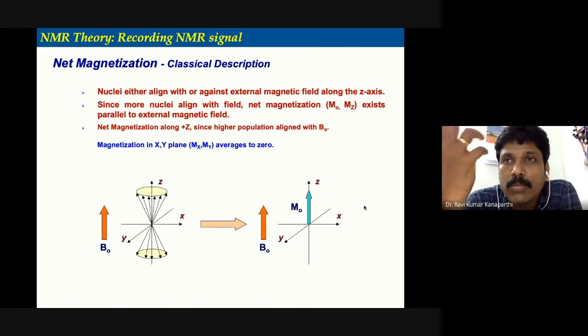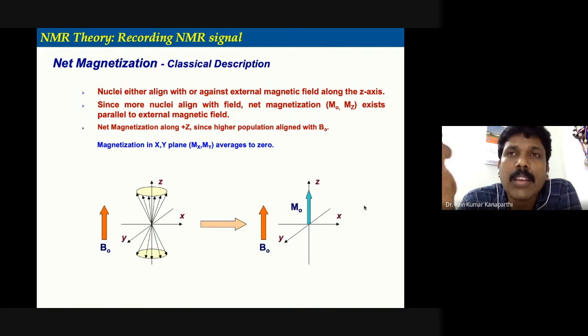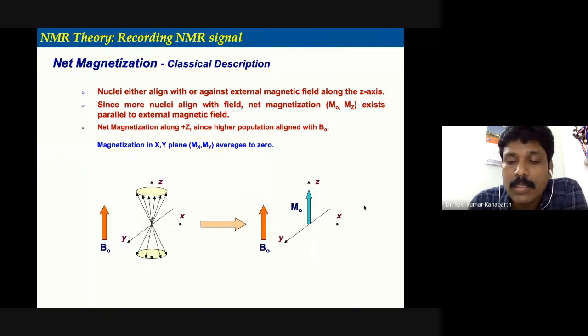If you have a spinning bar magnet, along the applied field direction they try to align. In other directions there will not be any alignment. So as long as you have a field in one particular direction, we will have magnetization only in that direction. In the other directions we need not worry, and moreover it is zero.